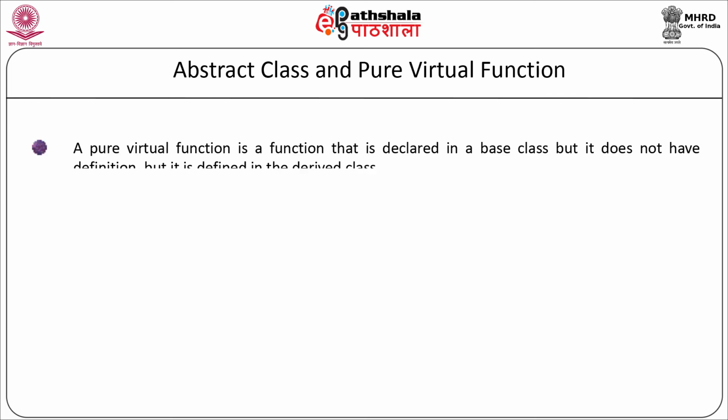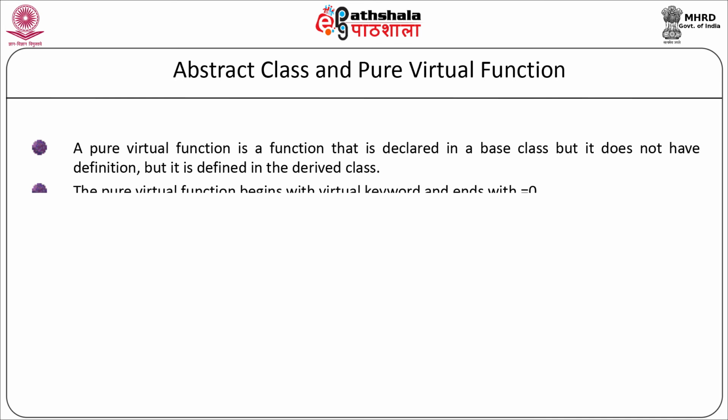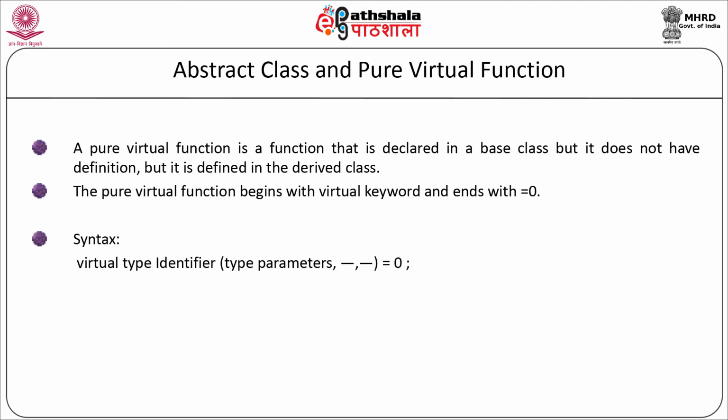Abstract class and pure virtual function. A pure virtual function is a function that is declared in a base class, but it does not have a definition, but it is defined in the derived class. The pure virtual function begins with the virtual keyword and ends with equal to 0. The syntax is virtual type identifier, the parameter list equal to 0 semicolon. The example is virtual void area opening closing bracket is equal to 0.